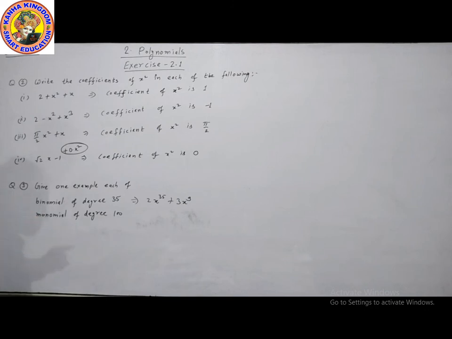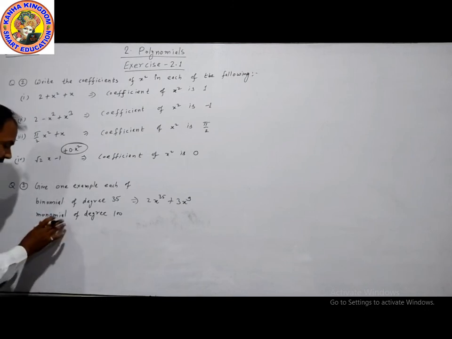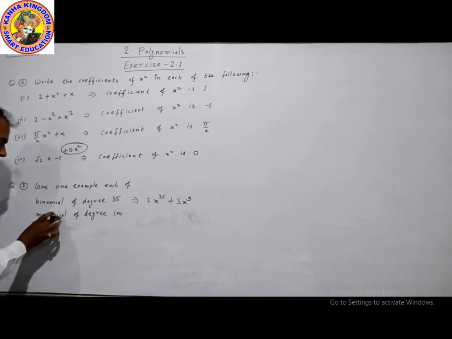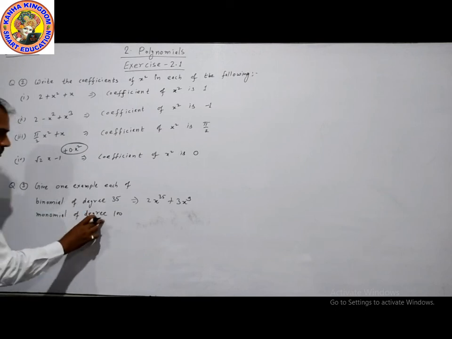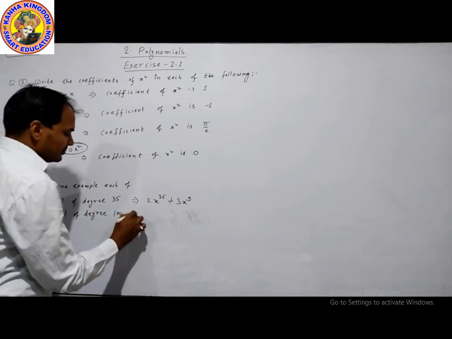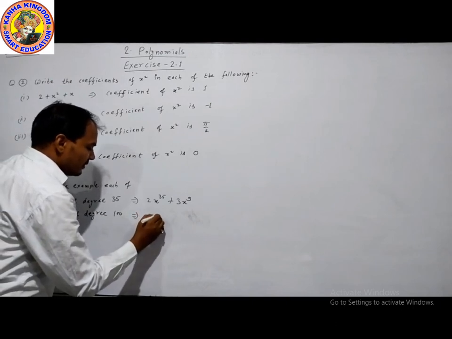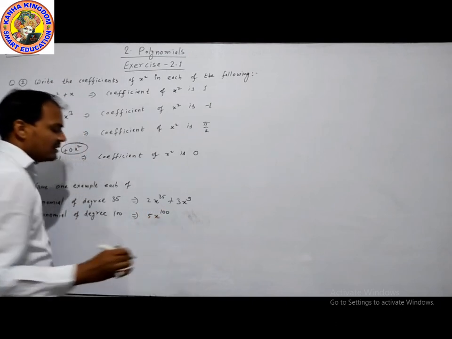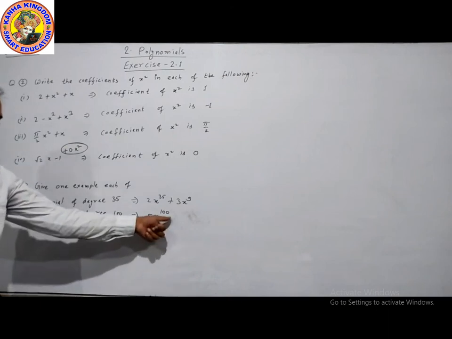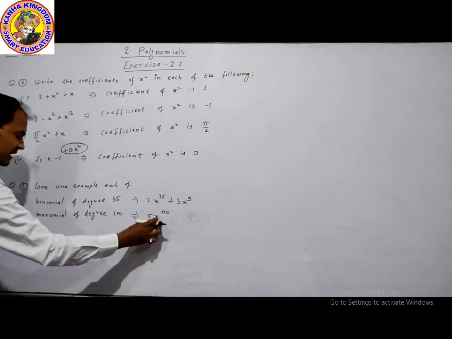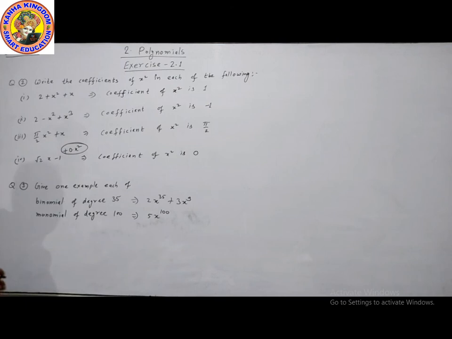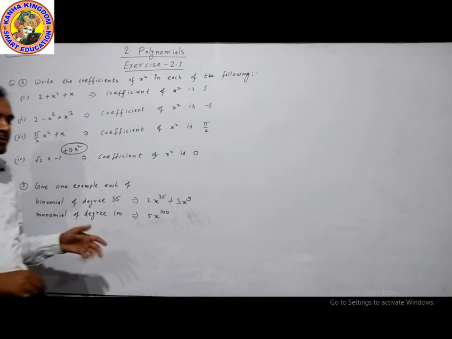Next is mono. Mono means 1. In this equation we use only one term of degree 100. 5x power 100. Only a single term is used in a monomial equation. You can take a screenshot of this.